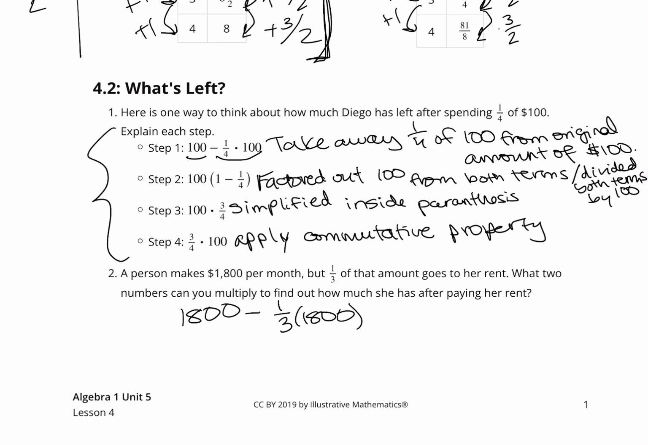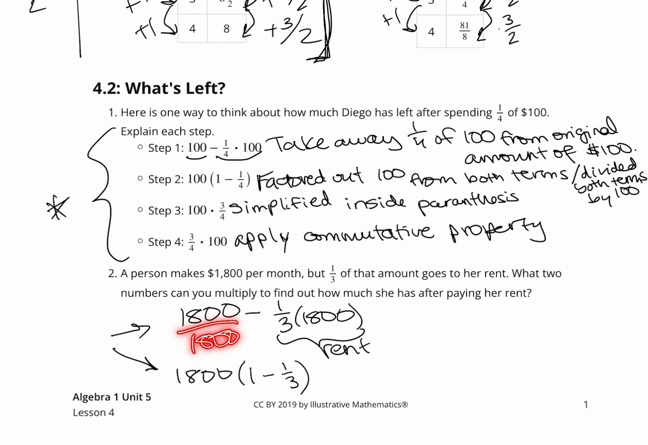And just to see the calculations for why we can do that, let's follow the steps like we did here in problem 1 with number 2. So we're starting with 1,800, subtracting a third of 1,800 to pay rent. This represents the rent amount. So I'm going to factor out 1,800. 1,800 divided by 1,800 is 1. And 1/3 times 1,800 divided by 1,800 leaves me with just 1/3. So I can see these two expressions are equivalent, right? Because all I did was divide both of these terms by 1,800. And I'm left with 1 minus 1/3 with 1,800 outside the parentheses.